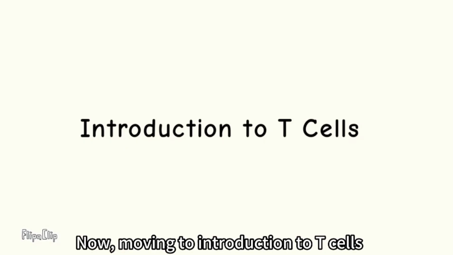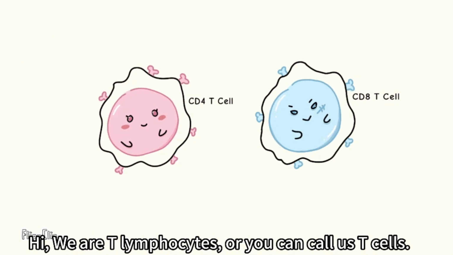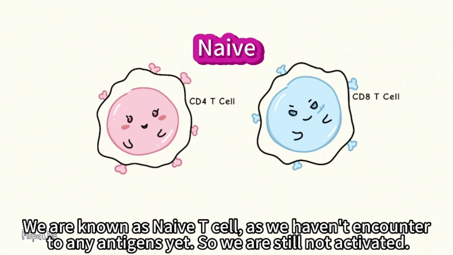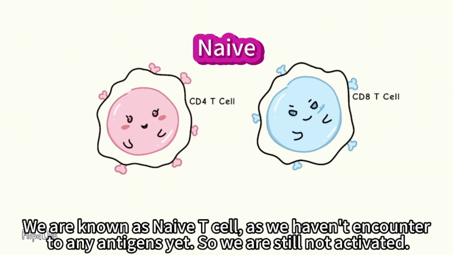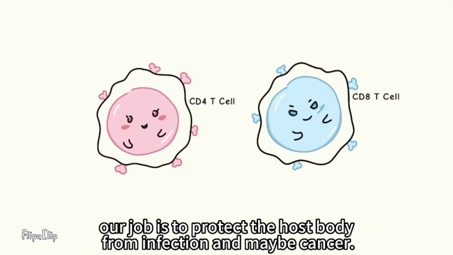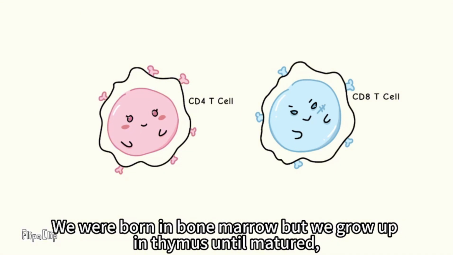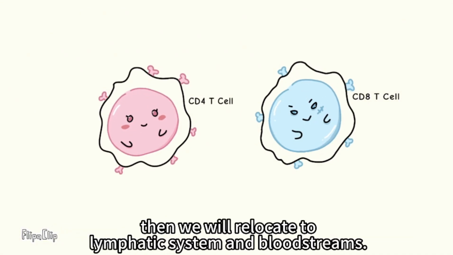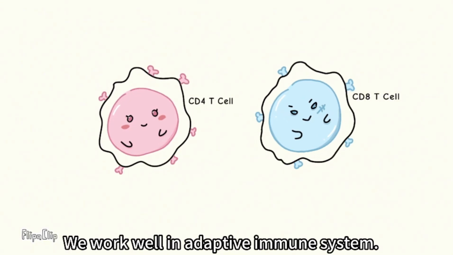Now, moving to the introduction to T cells. Hi, we are T lymphocytes, or you can call us T cells. We are a type of white blood cell. We are known as naive T cells, as we haven't encountered any antigens yet, so we are still not activated. Our job is to protect the host body from infection and maybe cancer. We were born in bone marrow, but we grow up in the thymus until matured. Then we relocate to the lymphatic system and bloodstream. We work in the adaptive immune system.